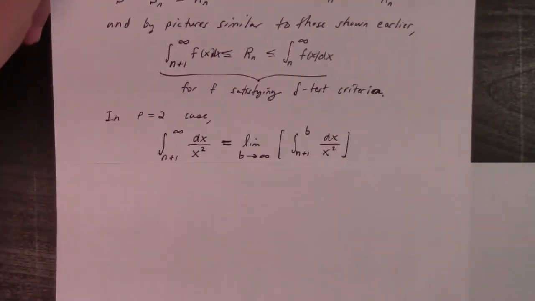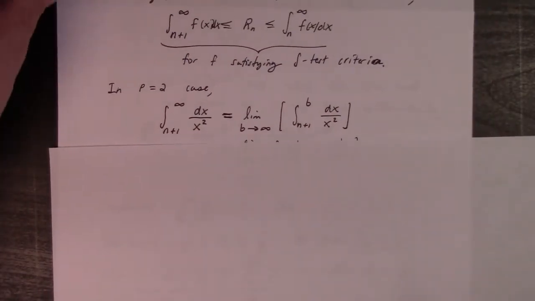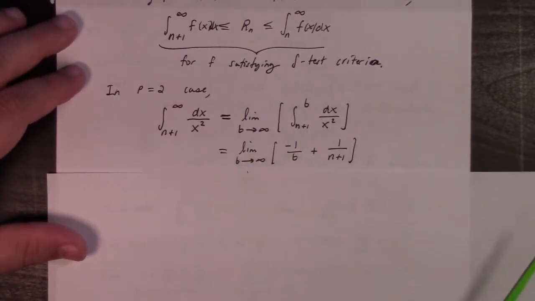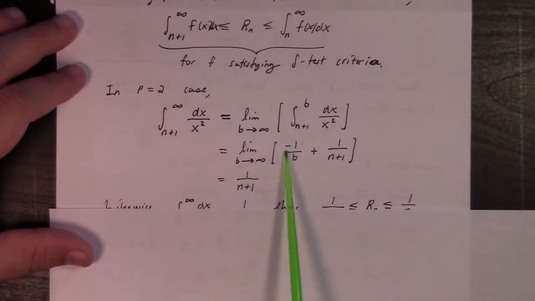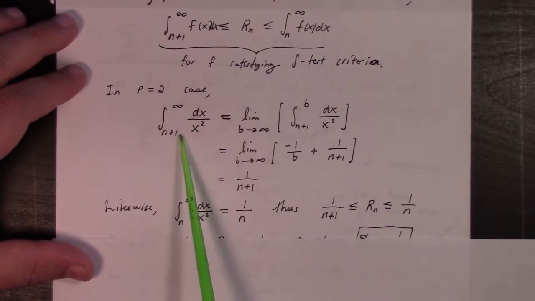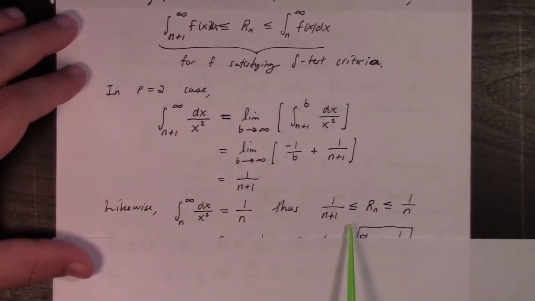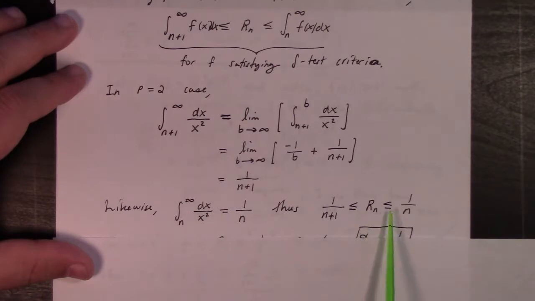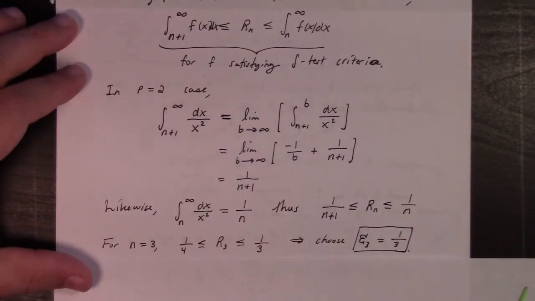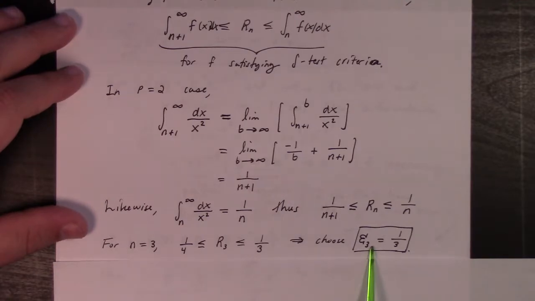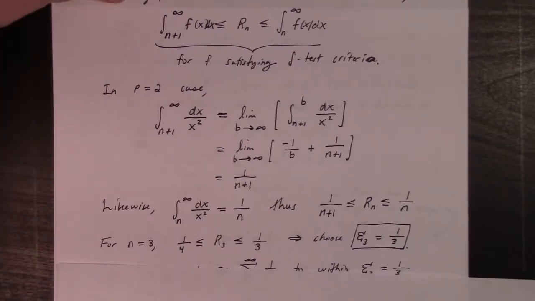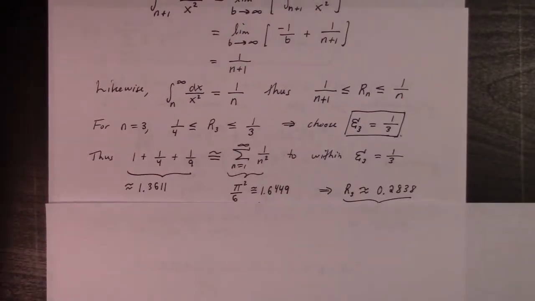But we can calculate those directly for the p equals 2 series. Doing that, as b goes to infinity that drops out, and we just have 1 over n plus 1, and likewise if we integrate from n to infinity we get 1 over n. So that gives us the following estimates: 1 over n plus 1 is less than or equal to Rn, which is less than or equal to 1 over n. Now for n equals 3, that means 1/4 is less than the remainder, which is less than 1/3, which means that the error in using the third partial sum for approximating the p equals 2 series is at most 1/3.